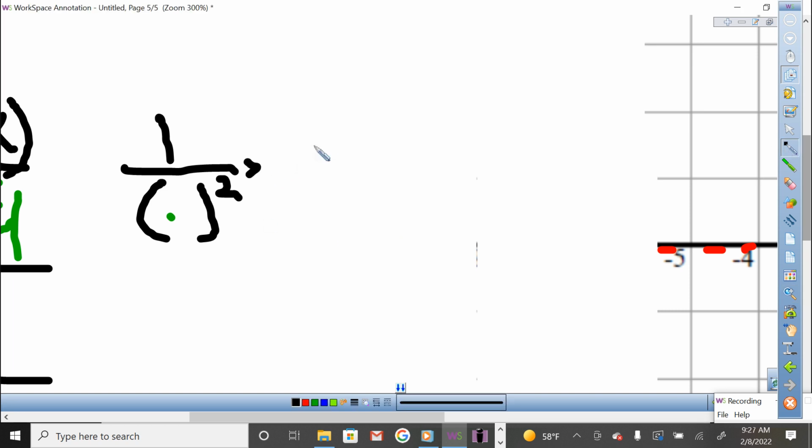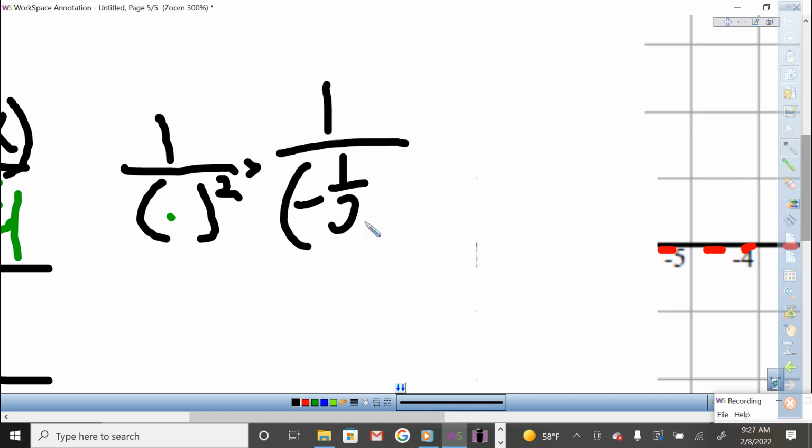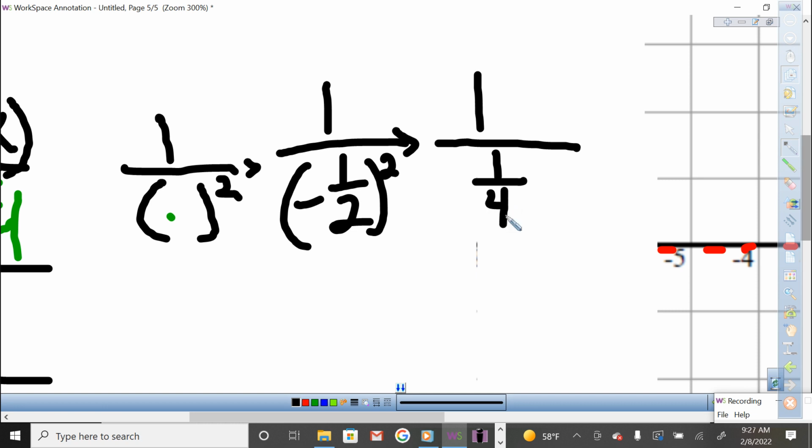I'm going to do 1 over (-1/2) squared. Okay. So, 1. What is a negative times a negative? Positive. What is 1 times 1? 1. 2 times 2? 4. All right, this looks funky, right?